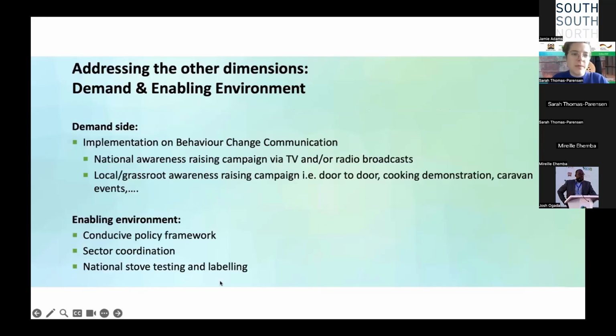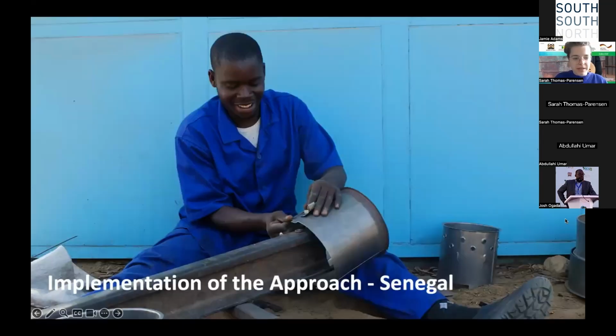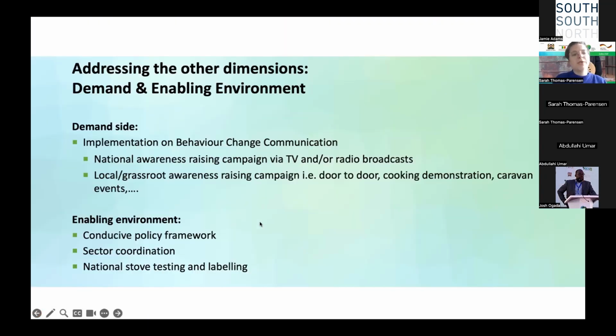And then I think this is something that should always be kept in mind when looking at the approach: the supply side doesn't work in a silo. So it's always important to also check the demand side and the enabling environment, because without the demand and without the enabling environment, the supply side cannot work in a silo. The demand needs to be there. So also think about whether behavior change communication could be helpful to implement, or other measures, just to also address the demand side.